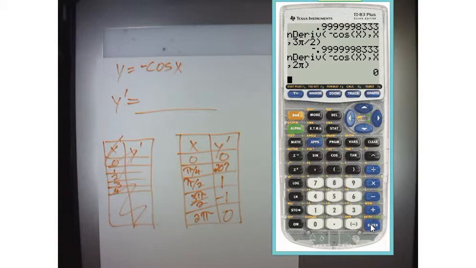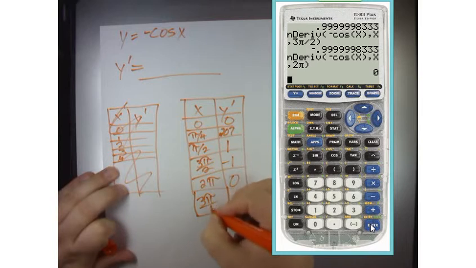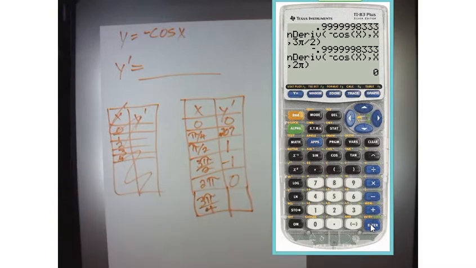Let's do one more. Let's do 3 pi over 4, just for the fun of it. 0.707? Yeah.